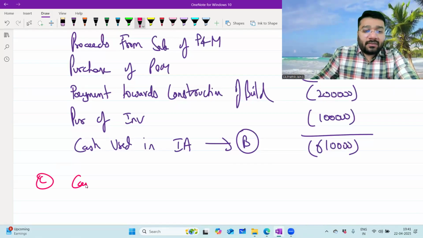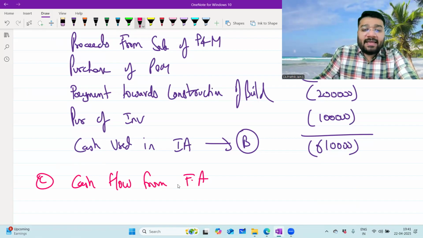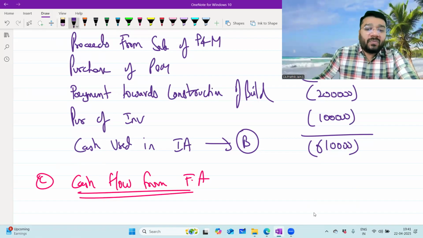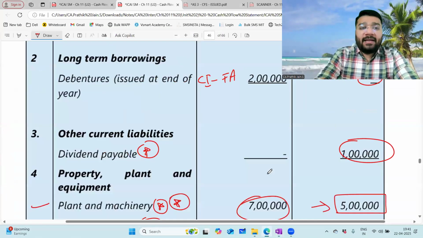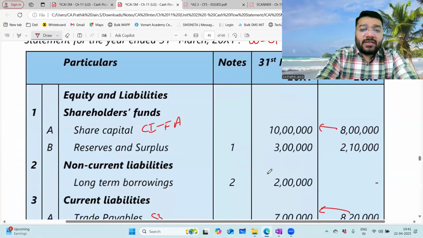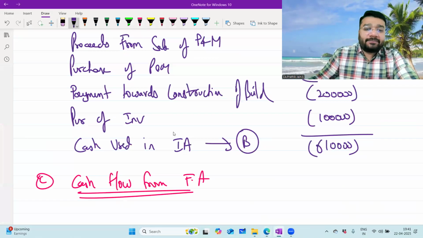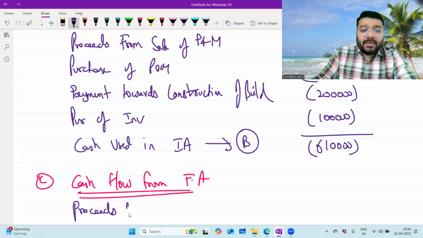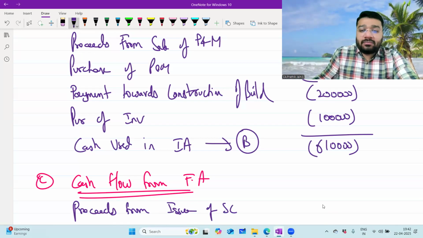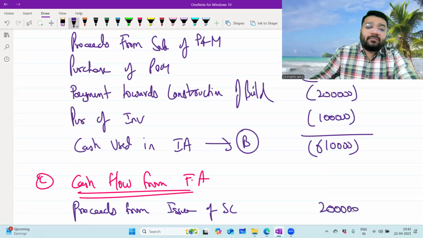Next is cash flow from financing activity. Now come from the beginning. Proceeds from issue of share capital, how much? 2 lakh. Proceeds from issue of share capital, 2 lakh. Inflow, outflow? Inflow.